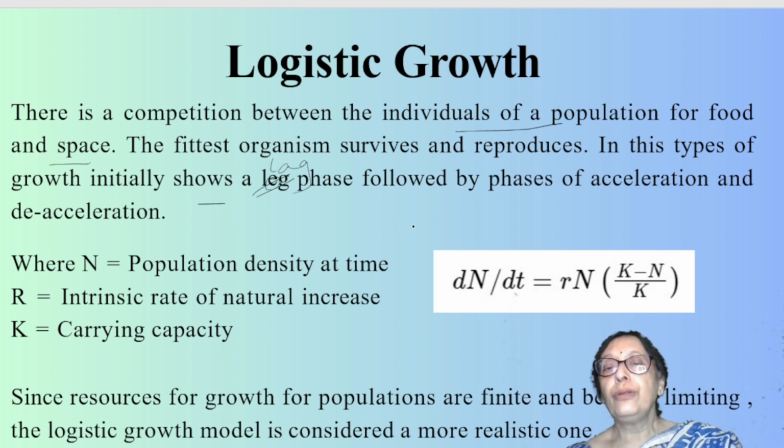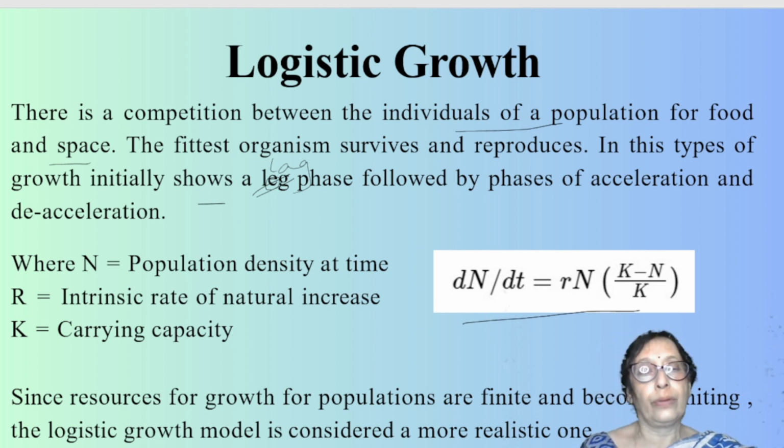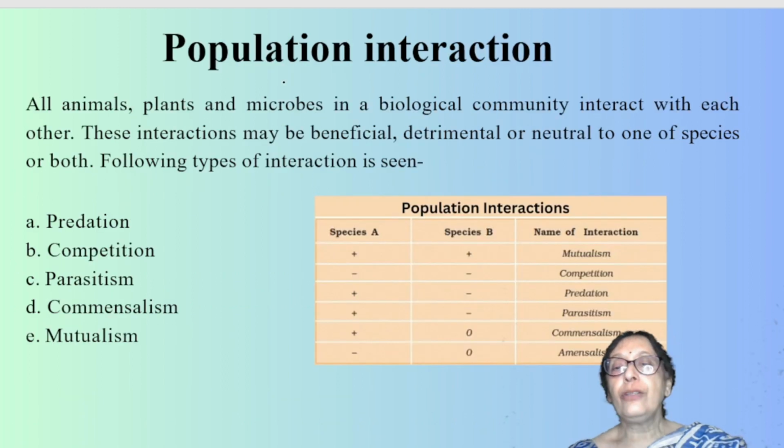So we have to learn these two equations which are related to the two types of growth curves, and the interpretation of the equations. Now we are coming to population interaction. There are different types of organisms inhabiting the same environment, and they have different types of interactions.